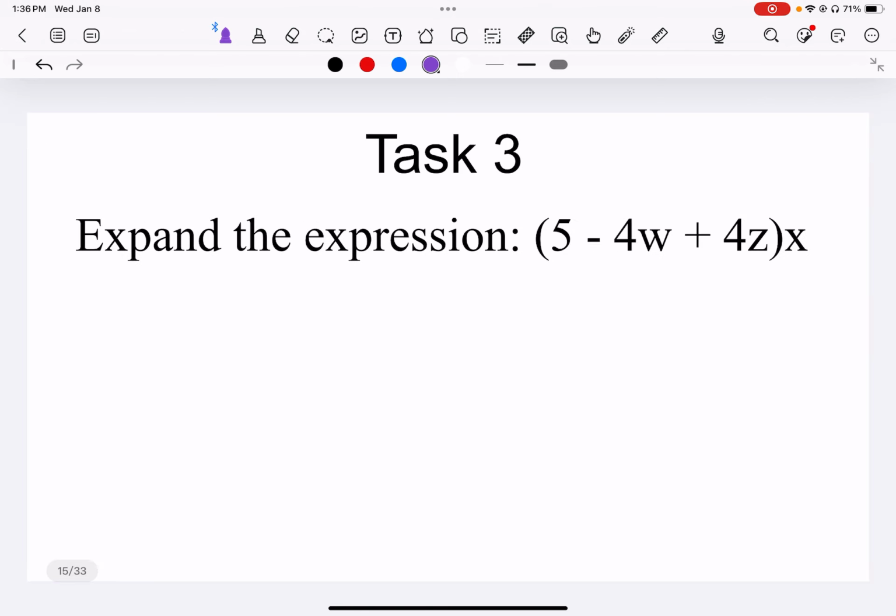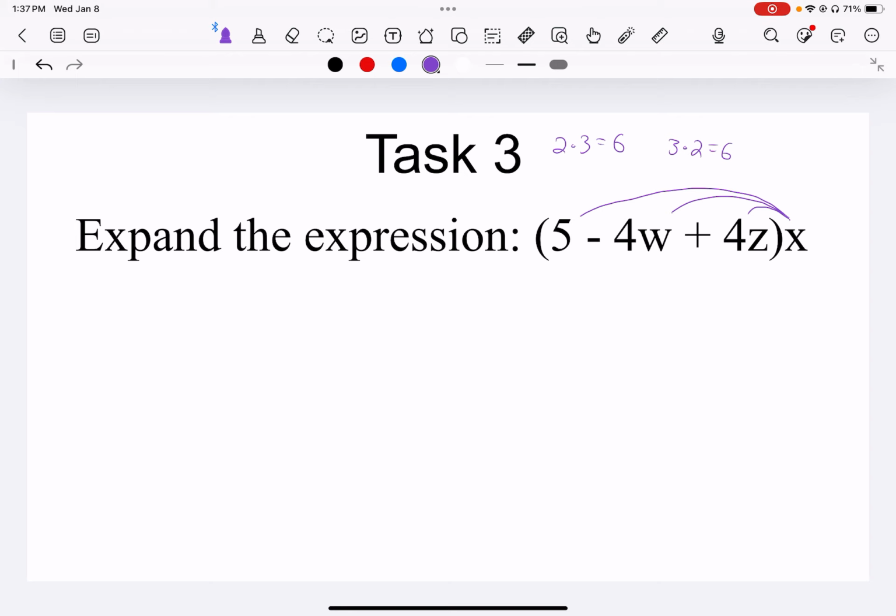Expand this expression. Now if we notice, our term outside the parentheses is on the opposite side, but we can still distribute into the parentheses by multiplying. The reason why we're able to do that is because multiplication is commutative. 2 times 3 is 6, and if I switch the numbers, 3 times 2, that's also 6.